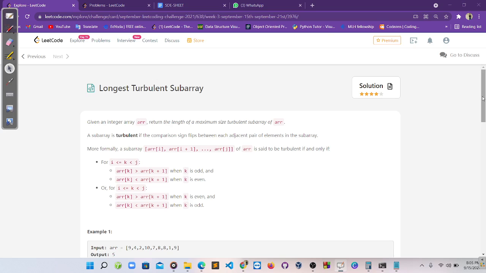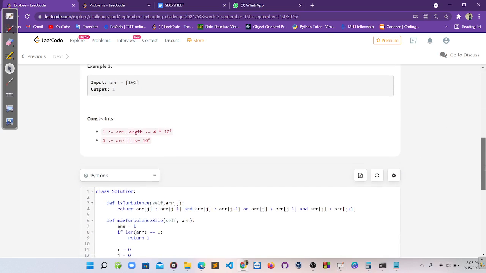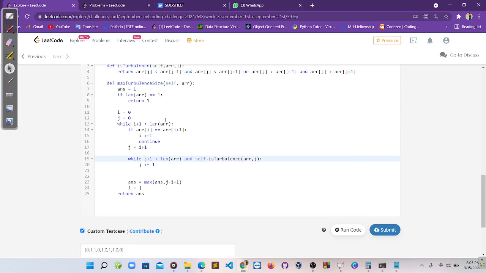Let's just understand the code so the whole thing is clear to you. The code is very easy. For now, the answer is taken as 1 because if there is only one element, then we can say that the maximum turbulent pattern of the array is 1. The answer should be 1 because there is nothing to compare. Now the I and j.